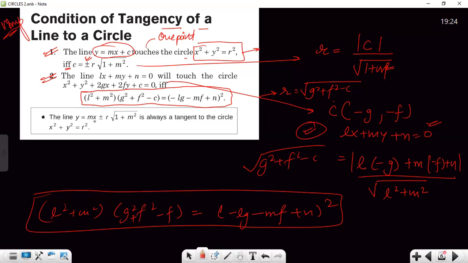Now, discussing this point: the line y equals mx plus minus r square root of 1 plus m square is always a tangent to the circle. Why? This is the equation of the circle. Why is this a tangent? Because if we see y equals mx plus c, this is the condition only. They have replaced c with this. So this is hence the equation of the tangent.